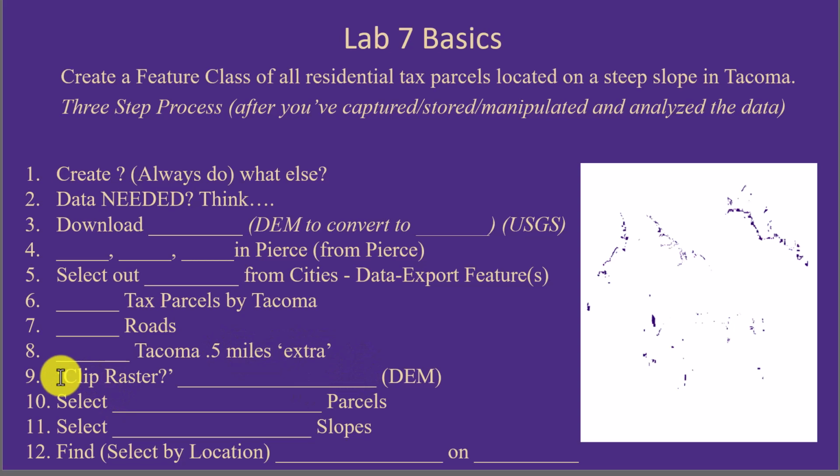You will clip the raster, and it's not called a clip, it's called extract by mask of your DEM, using the buffer, by the way. And then you'll utilize that data to create a slope. You'll then select the steep slopes, select the residential parcels, and then select by location. You're going to select residential parcels on steep slopes. And that's all you're doing in the lab. It sounds pretty simple.